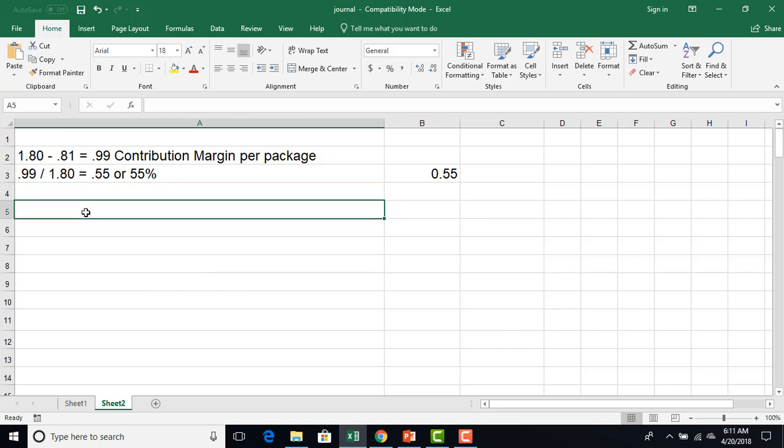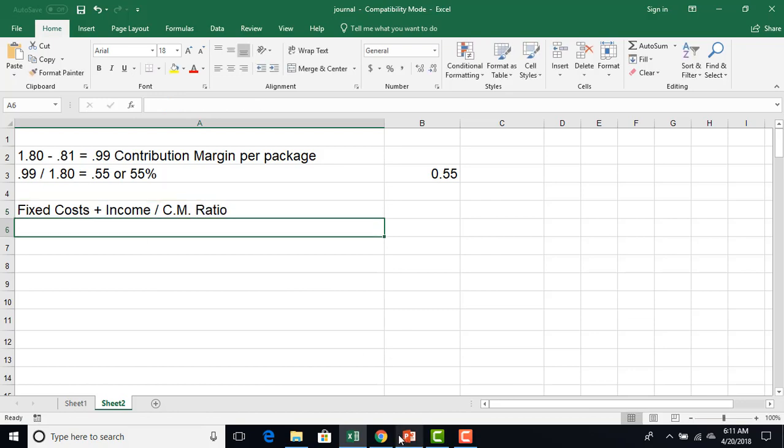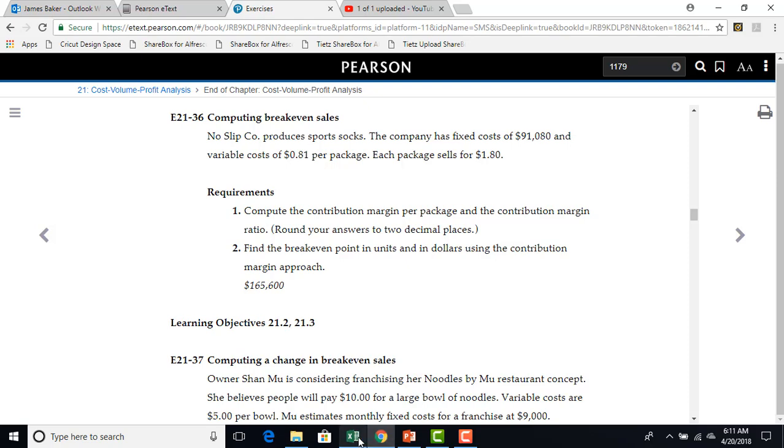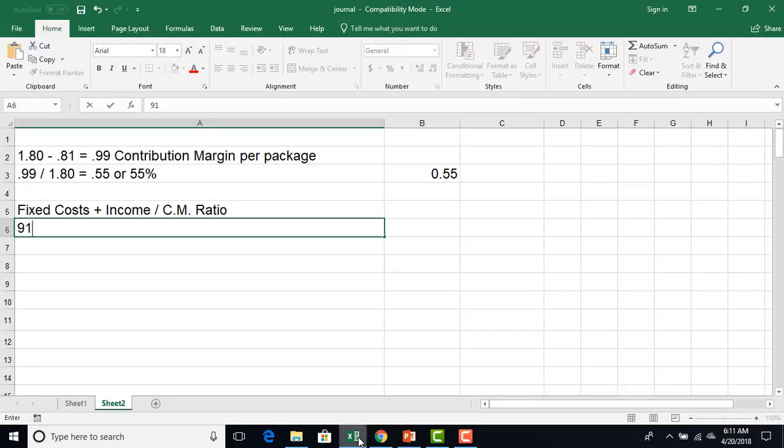It then wanted me to calculate the break-even point using this contribution margin ratio approach. Remember, if I'm using the contribution margin ratio approach, I'll type the formula out here: fixed costs plus income, divided by the contribution margin ratio we just calculated. Looking back at my problem info, my fixed costs are $91,080. Plus, I'm trying to calculate break even, right? So my income is 0. Then I'm going to divide that by my contribution margin ratio, or 0.55.